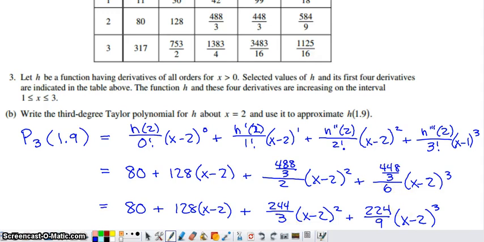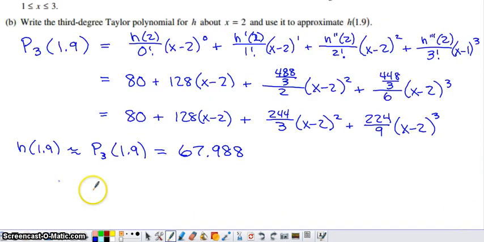And then we want to use that to approximate h of 1.9 again. So we're going to evaluate our third degree polynomial at 1.9, put 1.9 there, put 1.9 there, put 1.9 there, toss that into the calculator, and you get a value that's relatively close to what we got with our estimate in part A. We get 67.988.